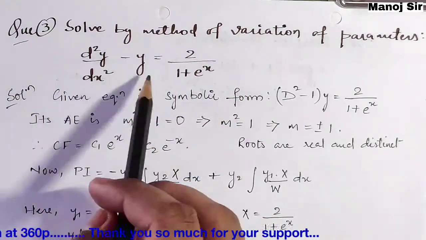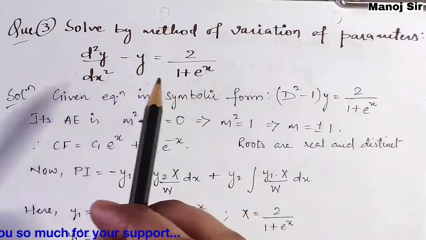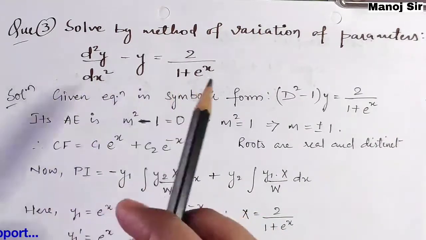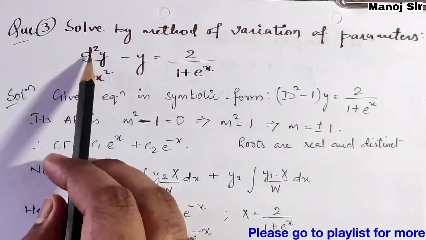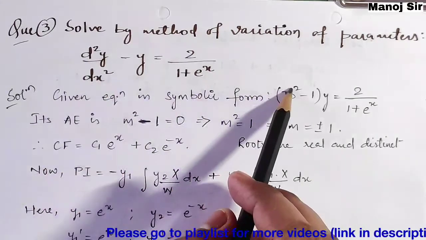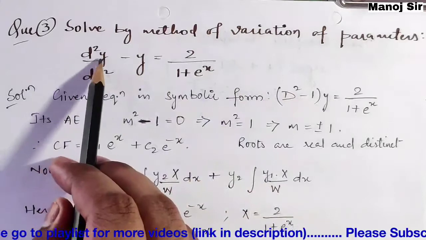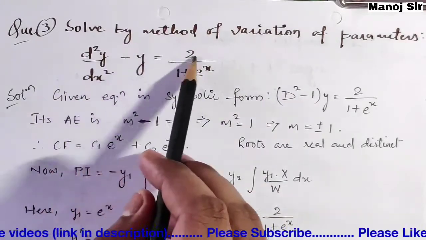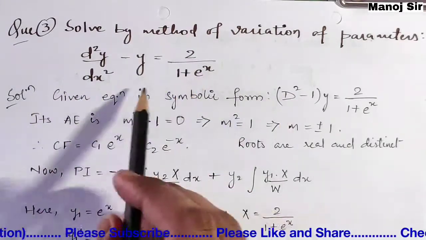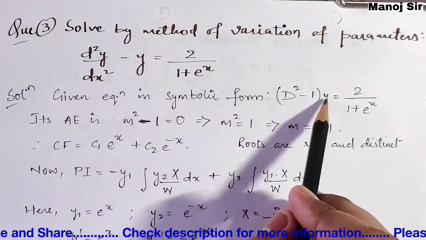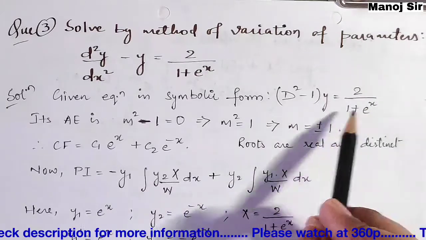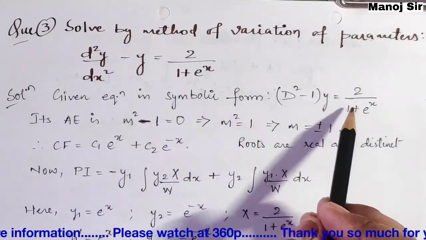So this equation is not in symbolic form. To write this in symbolic form, we will put d square y upon dx square as capital D square. So this is capital D square into y minus y equals to 2 upon 1 plus e to the power x. If you take y common, this will become D square minus 1 into y equals to 2 upon 1 plus e to the power x. So this equation is in the symbolic form.